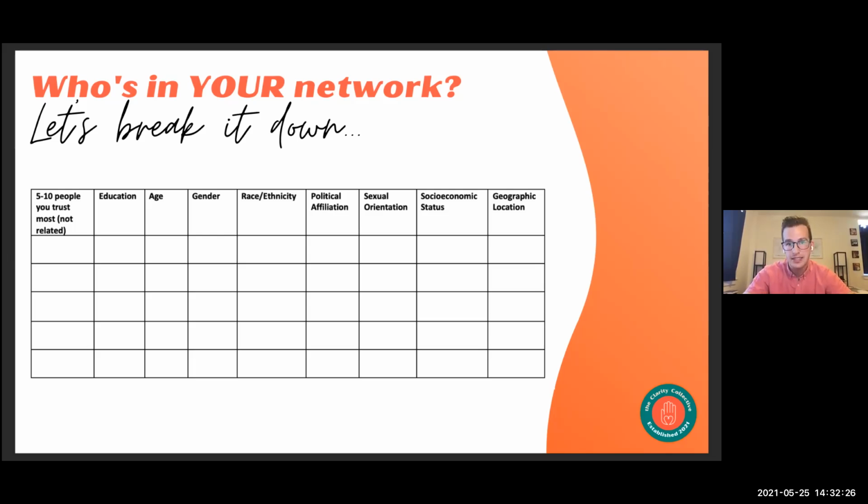I'll give you a second to get started, but I actually did this exercise as a part of the DEI training that I am currently going through, and I found it to be pretty eye-opening. Again, not asking for anyone to share their results, but when I did this, I was a bit shocked at how homogenous my close personal circle is.